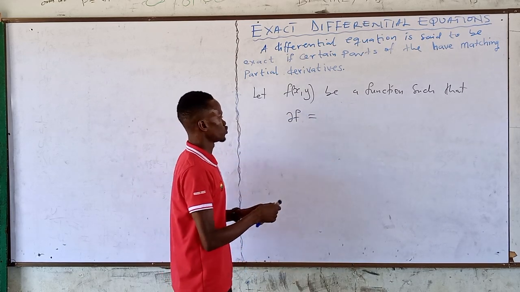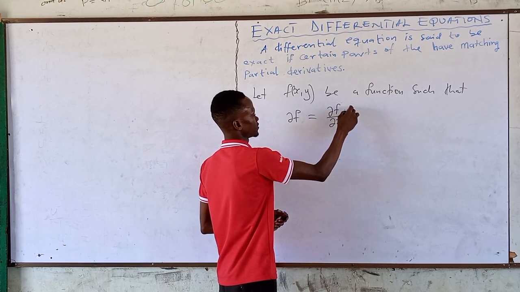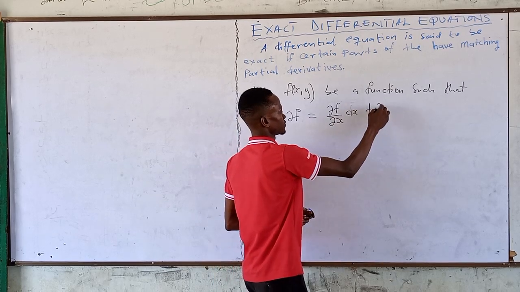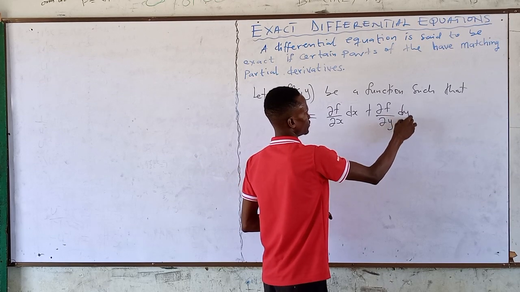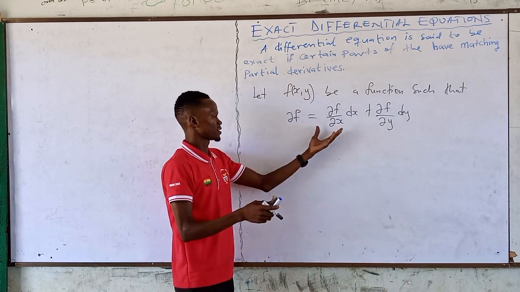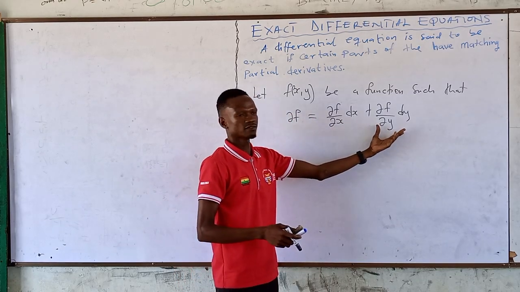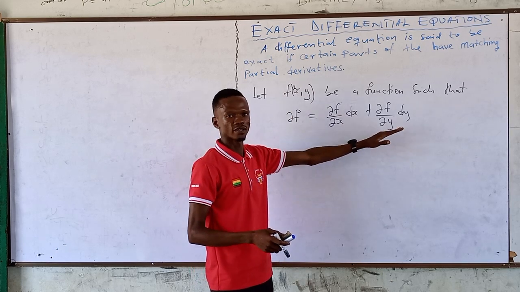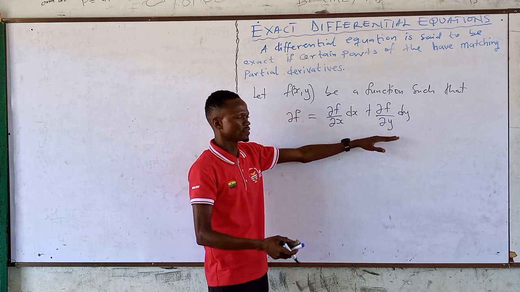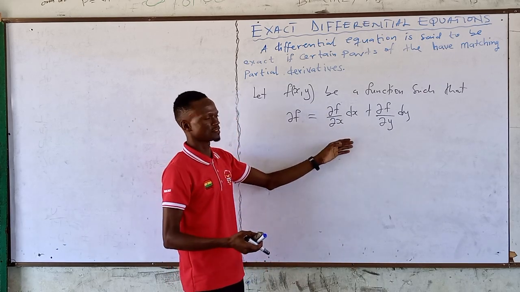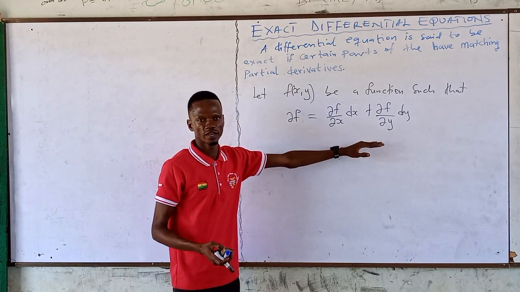The total derivative of the function is given as del f equal to del f del x dx, plus del f del y dy. So this is the partial derivative of the function f with respect to x, and this is the partial derivative of the function f with respect to y. So when we put a partial derivative plus a partial derivative, then we obtain the total derivative. So we suppose that the potential function f has a total derivative given to us as this.